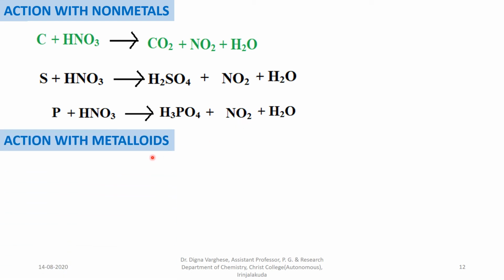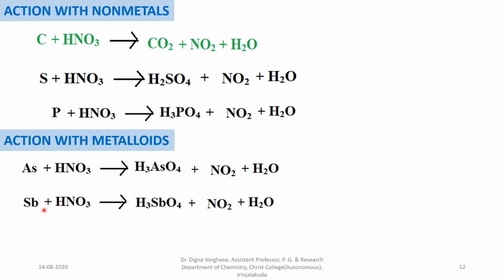Action with metalloids. Arsenic reacts with nitric acid to give arsenic acid having the formula H3AsO4, with nitrogen dioxide and water. Antimony reacts with nitric acid to give antimonic acid, H3SbO4, with nitrogen dioxide and water.